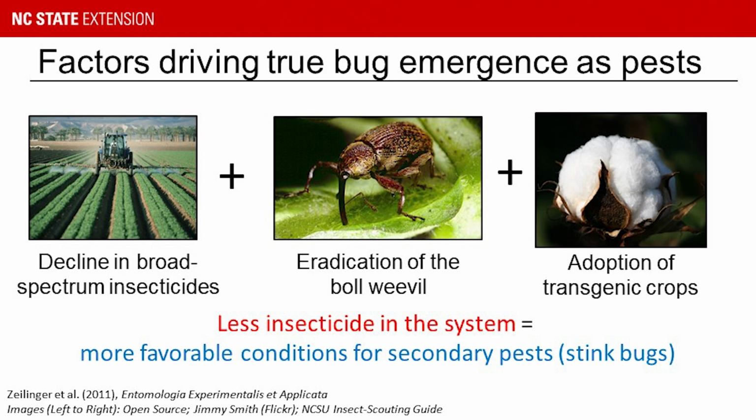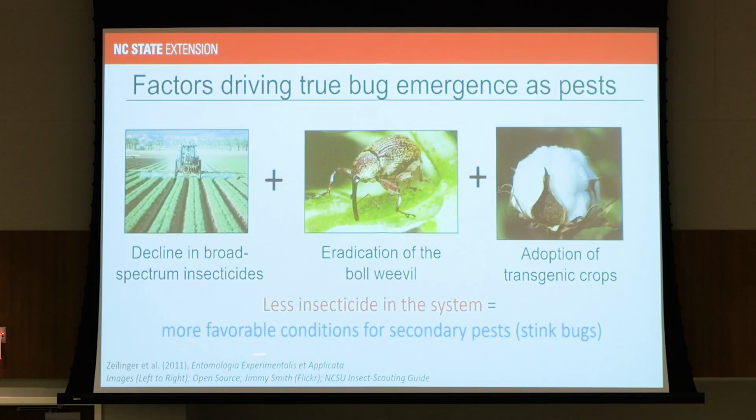At the same time, since the mid-90s, we've seen an adoption of transgenic crops. The result is essentially less insecticide in the system and more favorable conditions for secondary pests. So we think that this is one of the major motivations for why we've seen this rapid increase in these true bug species across the southern US: a combination of several of these factors and probably others that contribute to an emergence of some very difficult pests to control.